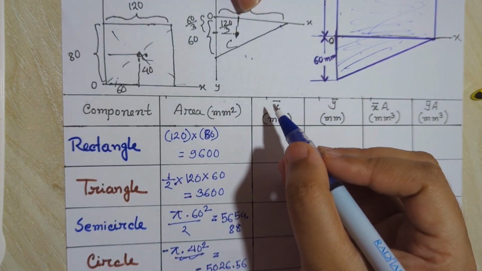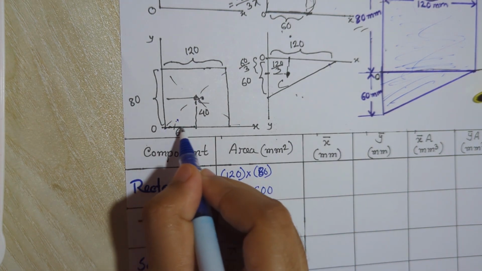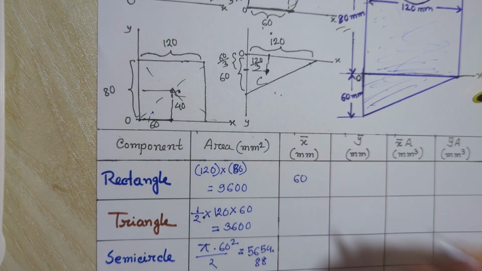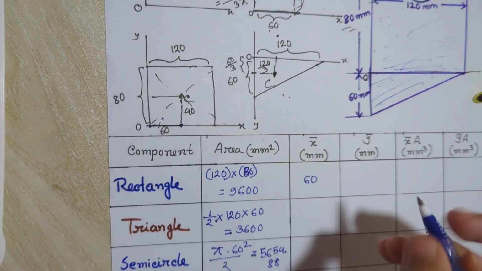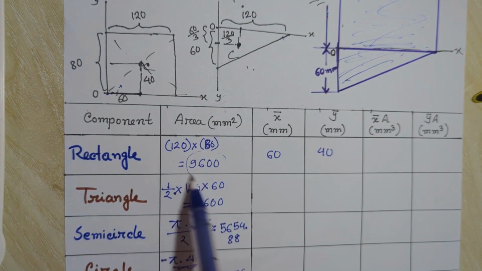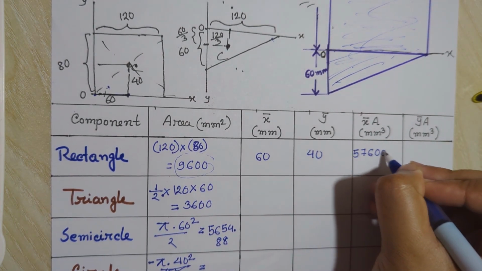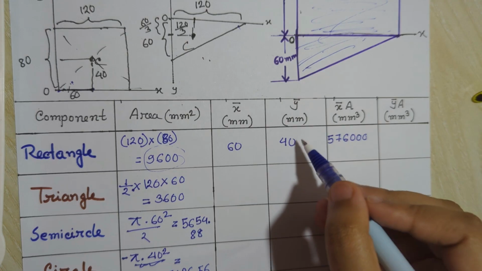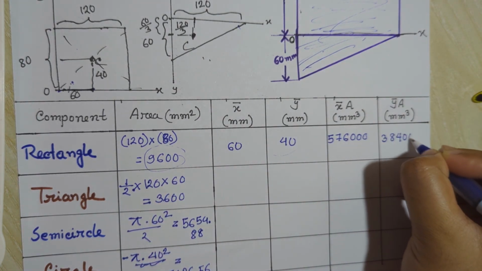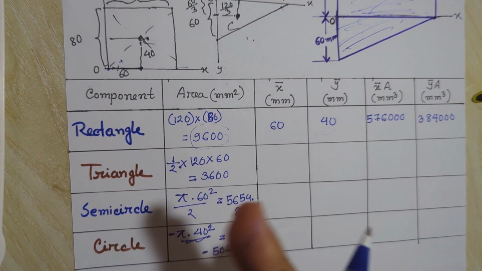And now we will find the x bar of this rectangle. This is 120 divided by 2, which is 60 millimeter, and y bar is 80 divided by 2, which is 40 millimeter. And if we multiply this area with x bar, this will be 576000, and y bar into area goes to 384000. This will be needed for our further calculation to find the moment.